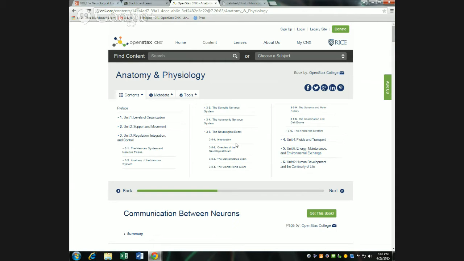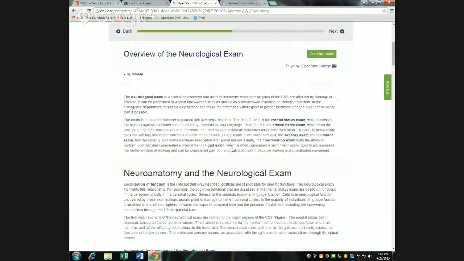What the neurological exam is, whoops, I'm in the wrong section. What the neurological exam is, it's a tool used in clinical settings to assess neurological function.